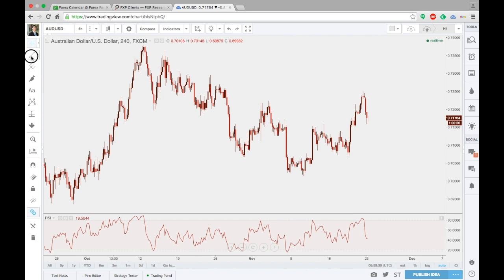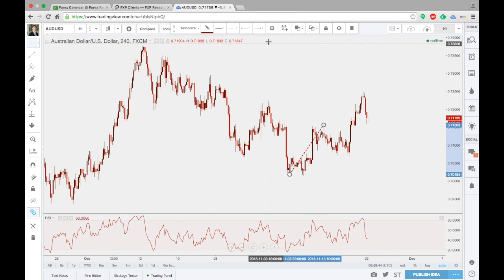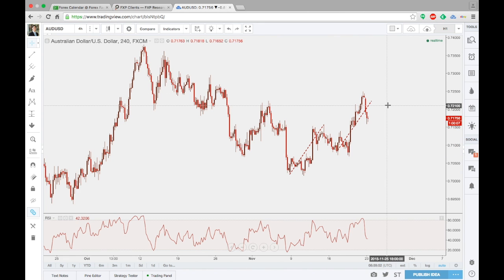Right, so the first thing that we want to look at is what we are seeing here is a potential one-to-one setup. Let me clone this. We have a potential 1:1. Very close. I would say it has hit just before market close last week.